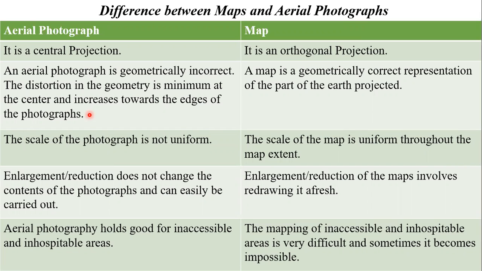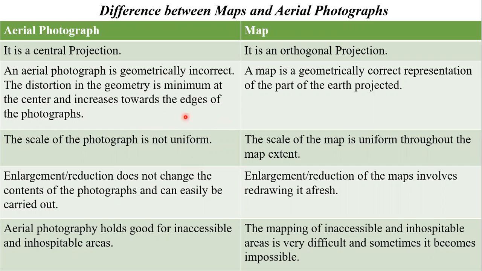But in maps, a geometrically perfect representation of the earth is given by the projection. Map projections are completely different. There are azimuthal projections, cylindrical projections, and some other different map projections. That is dealt with in cartography. Cartography is nothing but the study of maps. The scale of a photograph is not uniform. There is no uniform scale, it is completely different. But the scale of a map is uniform throughout the map extent.